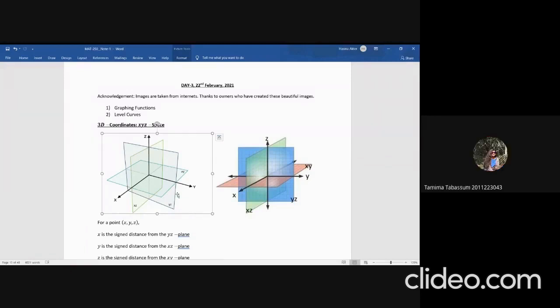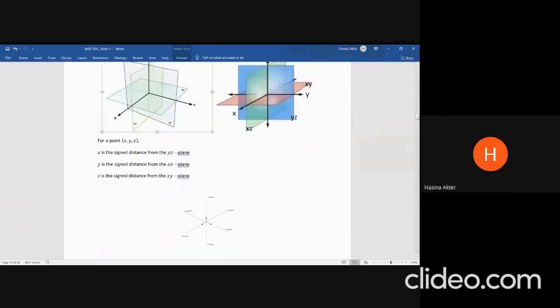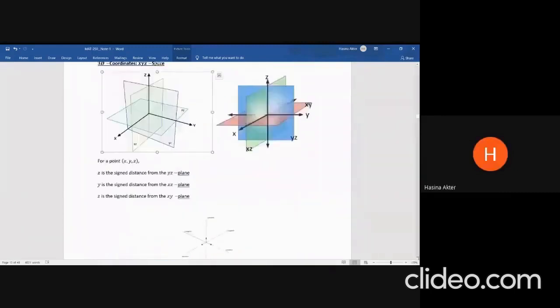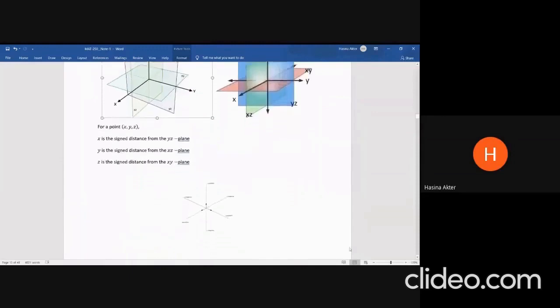Class, do you understand that? Yes, ma'am. All of us. Very good. So those 8 rooms are called octants. Okay, so there are 8 octants. Is it good to everyone?